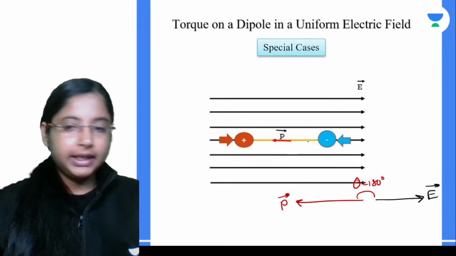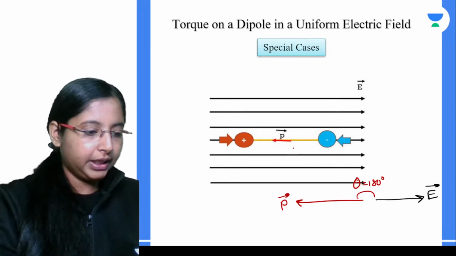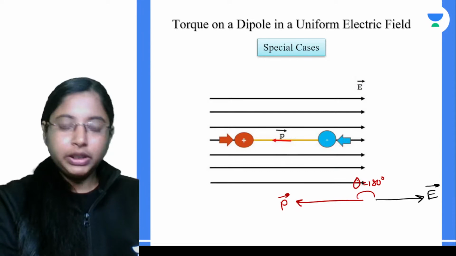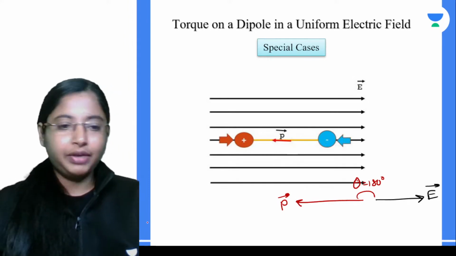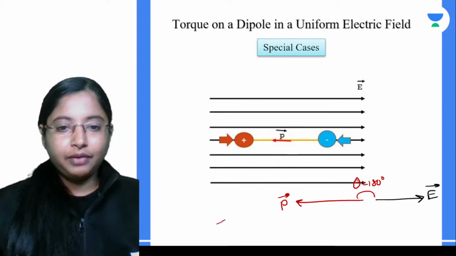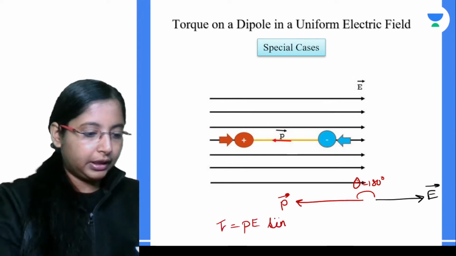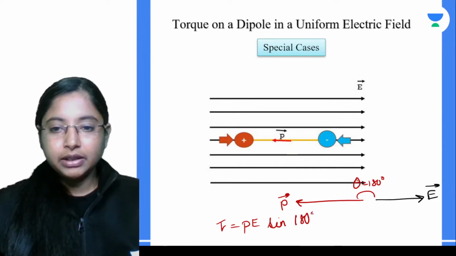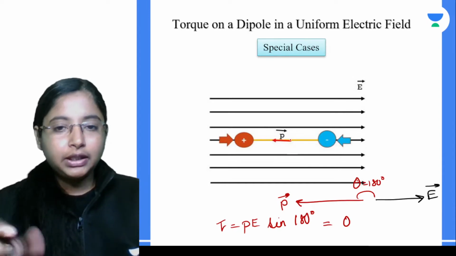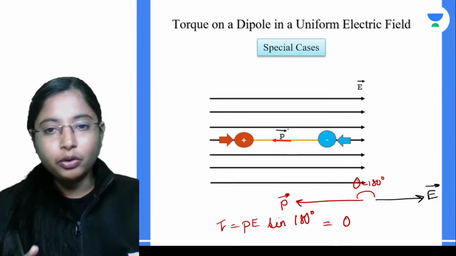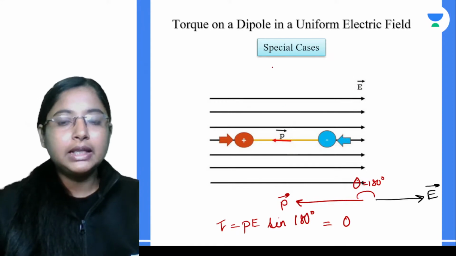Again in this case we find the angle, and we can see we have an angle dependence of sine 180. Torque is equal to PE sine 180 degrees. Sine 180 is 0, so torque is 0. In this case the turning effect this dipole experiences is 0, but this is called the unstable equilibrium position. This position is extremely unstable.